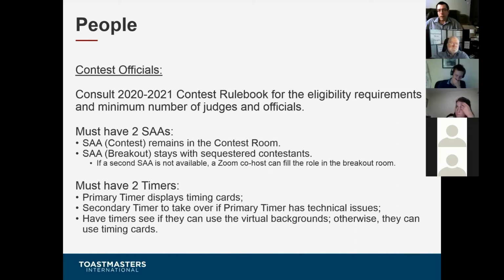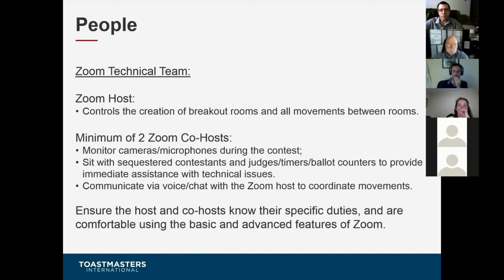We're going to have 2 timers, and only one of them is going to be visible at any given time. The primary timer is going to have their camera on. They're going to display the timing cards, or if they have it, they're going to display the virtual backgrounds to display green, yellow, or red as the case may be. And so only one is going to be visible. If they have an issue with their timing backgrounds or their connection, then the secondary timer switches on their video and is now the primary timer. So it's pretty similar to an in-person contest. You have your contest officials, you have 2 SAAs, 2 timers.